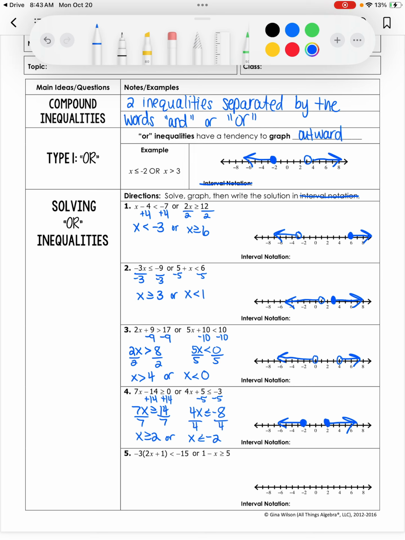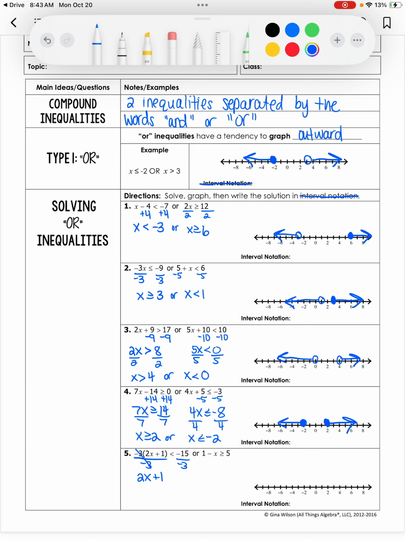And then the last one that we have, we've got negative 3 times the quantity 2x plus 1 is less than negative 15. And you have an option here. You can use the distributive property if you want. You also could get rid of that negative 3 right from the start by just dividing by negative 3. Your choice. You don't have to do it this way, but if you do it this way, these negative 3's cancel, and you're left with 2x plus 1.